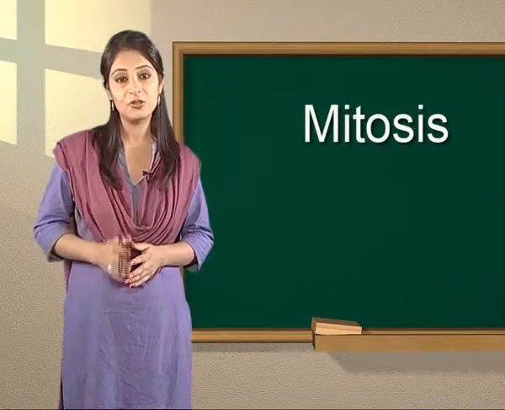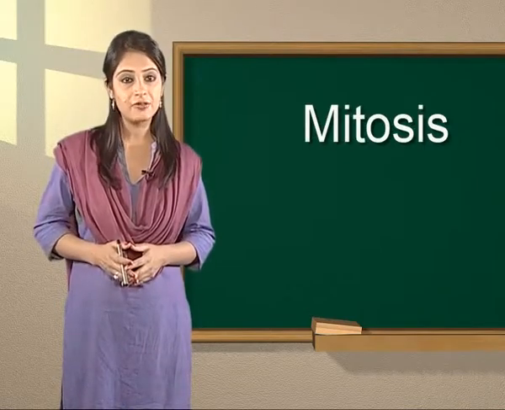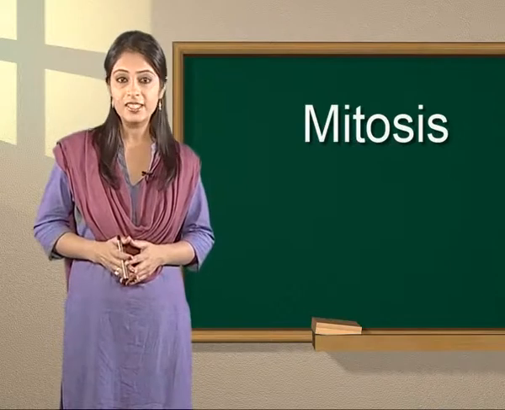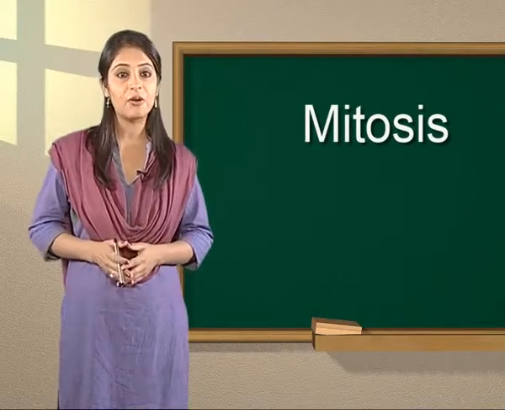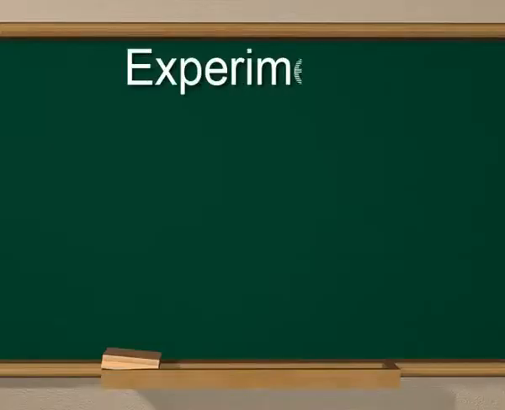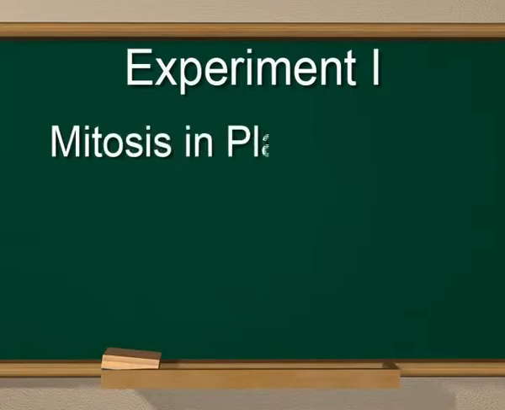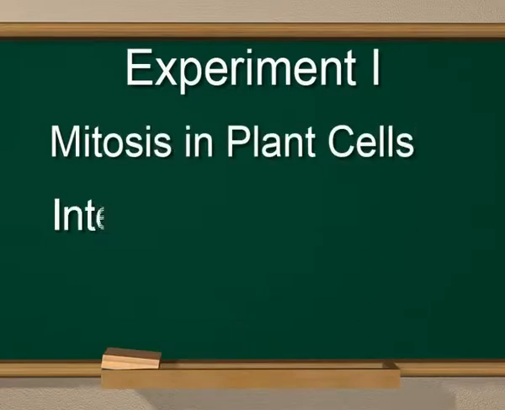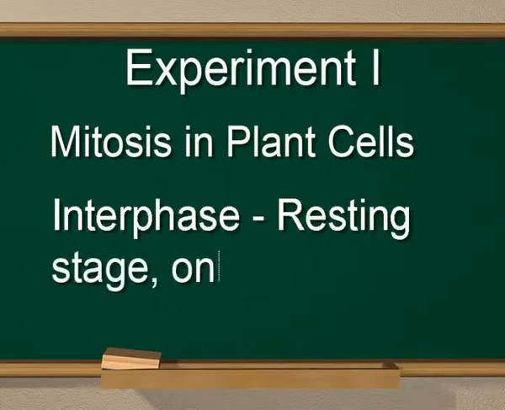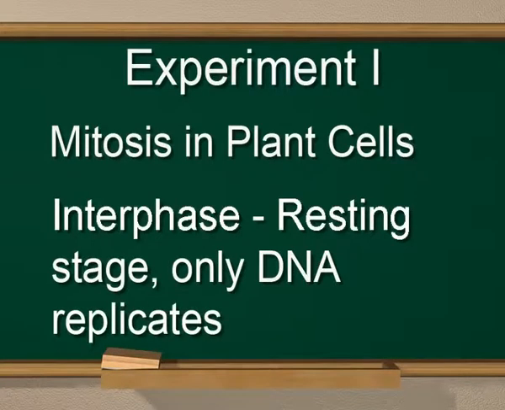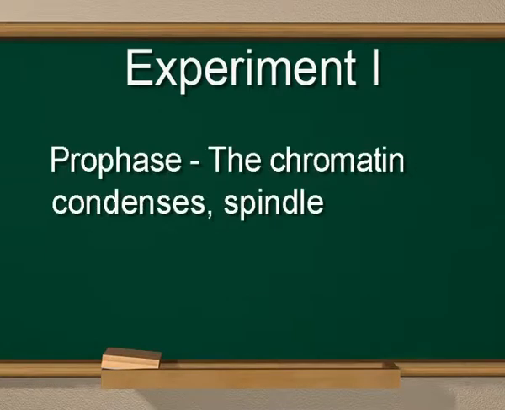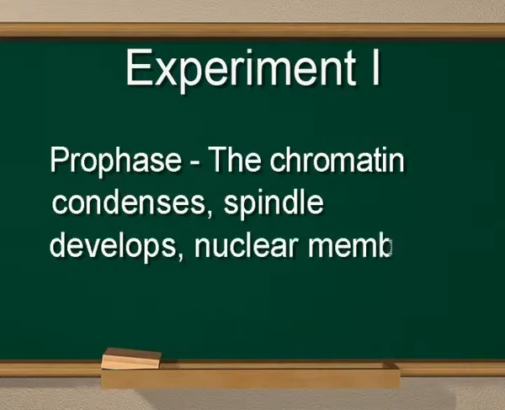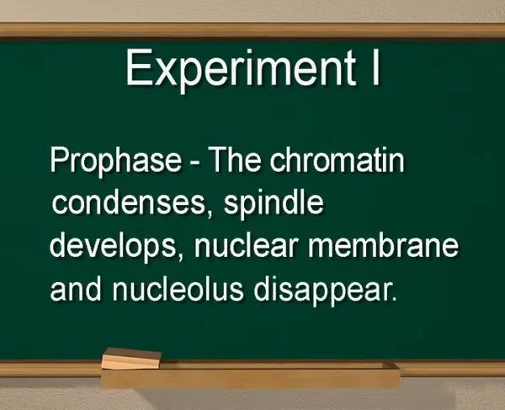Hope the different stages of mitosis are now clear to you. Let us revise identifying features of each stage once again. It will help you in identifying the slides given during your practical exam. Experiment 1. Mitosis in plant cells. Interphase. Resting stage. Only DNA replicates. Prophase. The chromatin condenses. Spindle develops. Nuclear membrane and nucleolus disappear.